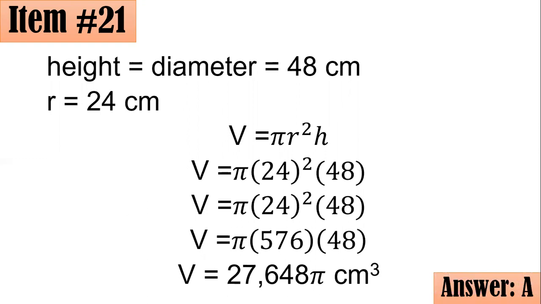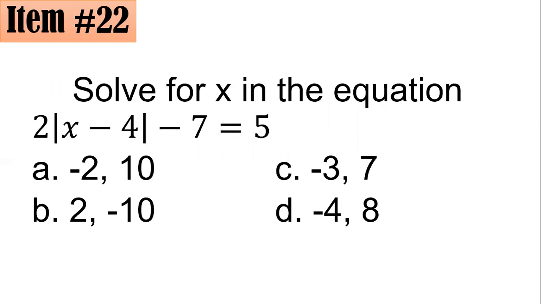Okay. Next one. 22. Solve for x in the equation 2 quantity absolute value of x minus 4 minus 7 equals 5. Is it negative 2, 10, 2, negative 10, negative 3 and 7, or negative 4 and 8? We could expect here that there are at most 2 answers.